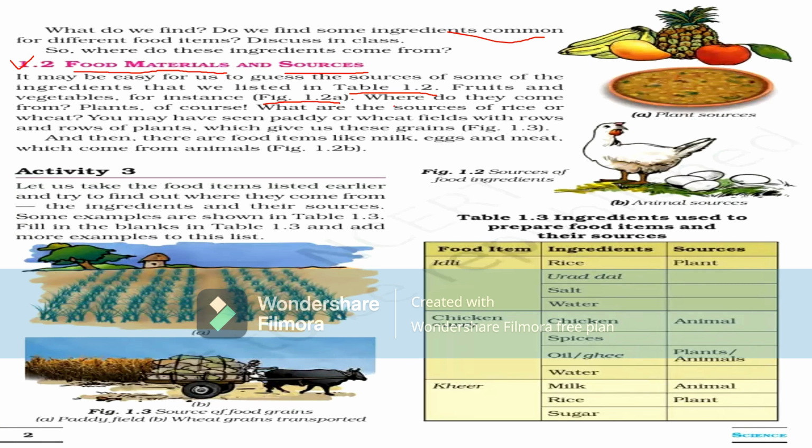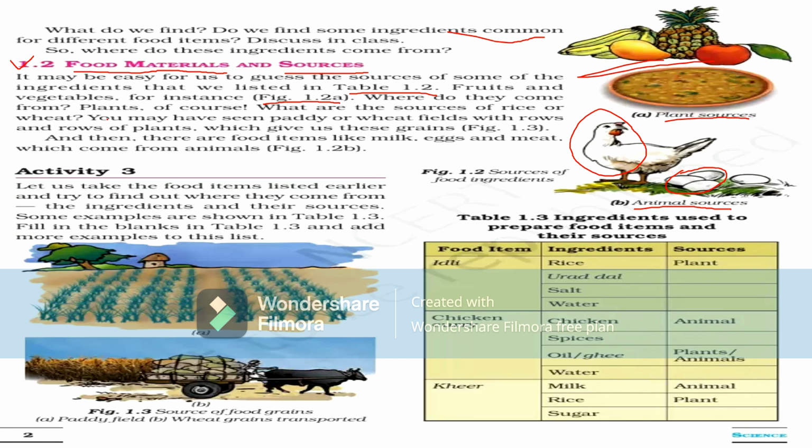For instance, figure 1.2a shows where they come from. In this figure, these are the fruits and these are the plant sources and this is the animal source. From animals we get, from the hen we get the egg, which we eat as egg curry. I'm not a non-vegetarian, I'm vegetarian, so I don't know about the chicken curry. From the hen we eat the chicken. So okay, moving towards the plants, of course.